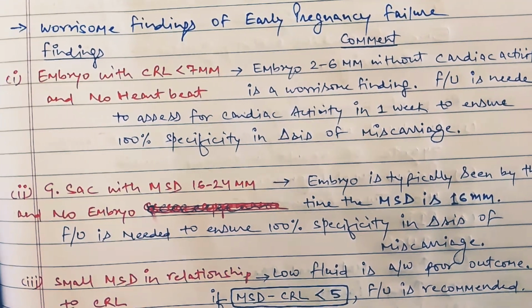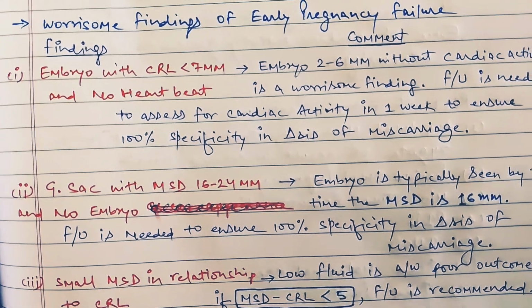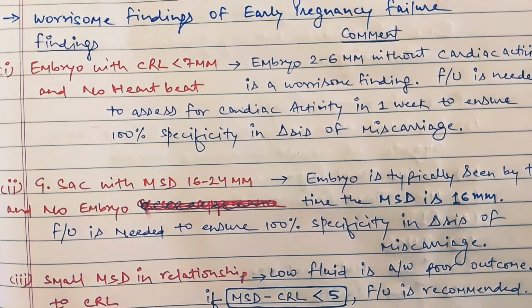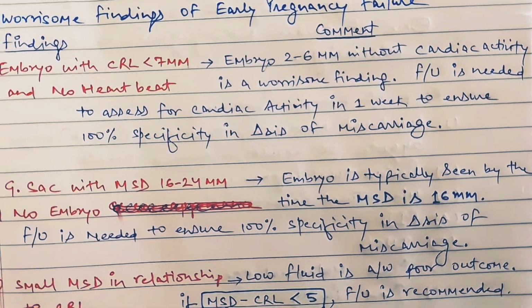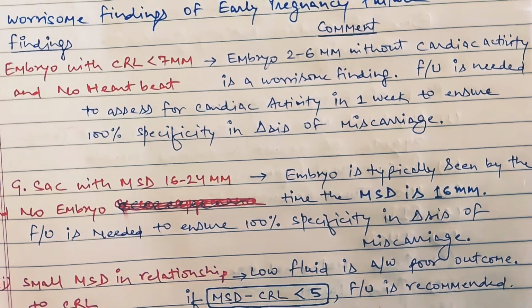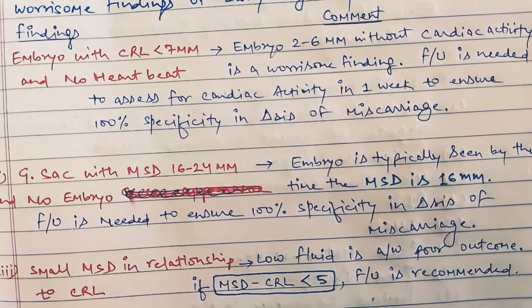First, it is embryo with CRL less than 7 mm and no heartbeat. Embryo 2 to 6 mm without cardiac activity is a worrisome finding. Follow-up is needed to assess for cardiac activity in 1 week to ensure 100% specificity in diagnosis of miscarriage.